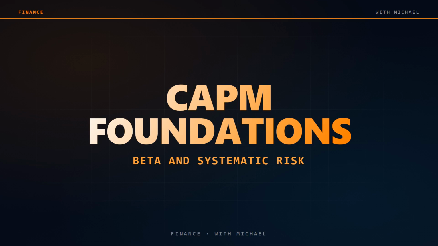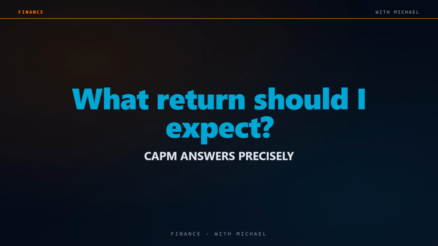Every investor faces one fundamental question. What return should I expect from this asset, given its risk? The Capital Asset Pricing Model, CAPM for short, gives a precise answer. Today we'll cover the foundations: expected return, beta, and the concept of systematic risk.